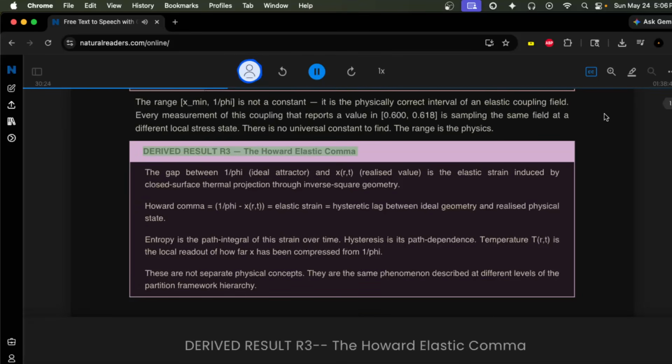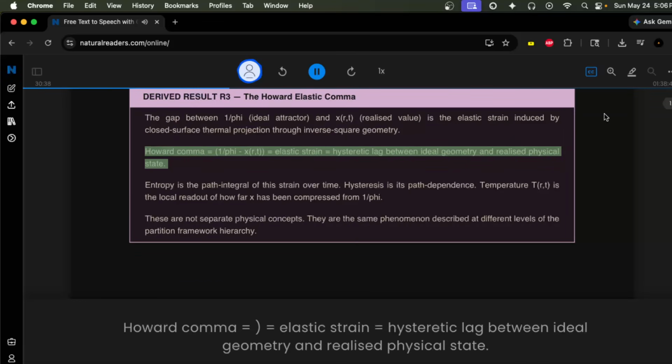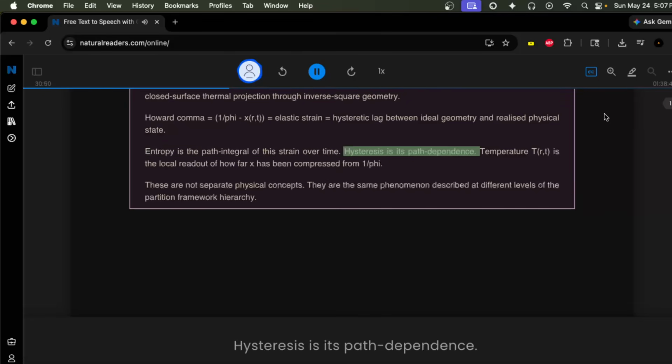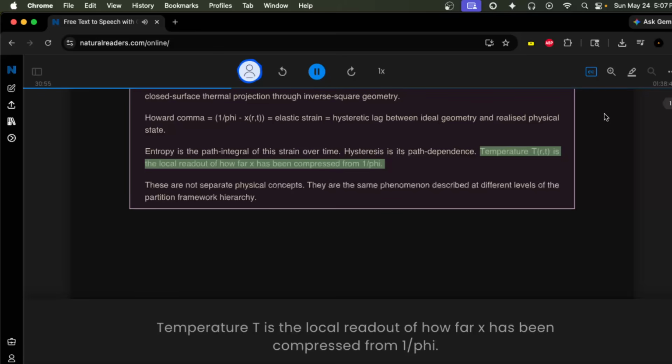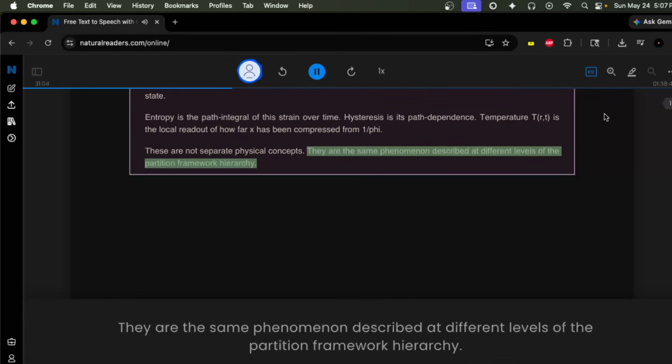Derived result R3, the Howard elastic comma. The gap between 1/phi and x is the elastic strain induced by closed surface thermal projection through inverse square geometry. Howard comma equals elastic strain equals hysteretic lag between ideal geometry and realized physical state. Entropy is the path integral of this strain over time. Hysteresis is its path dependence. Temperature T is the local readout of how far x has been compressed from 1/phi. These are not separate physical concepts. They are the same phenomenon described at different levels of the partition framework hierarchy.